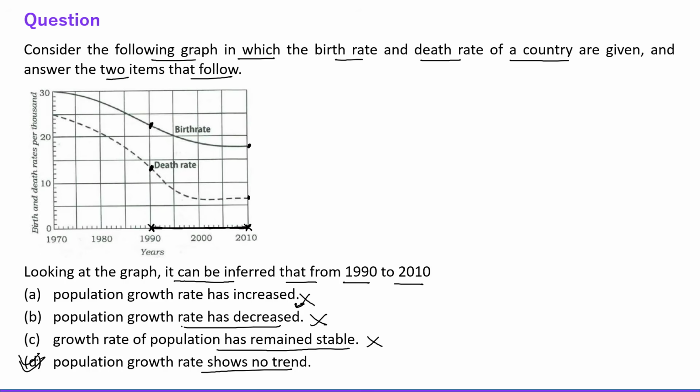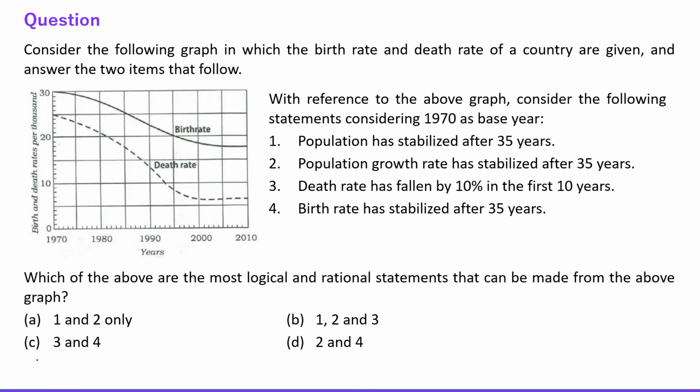Okay, now let's talk about the next question. Next question says, with reference to the above graph, consider the following statements considering 1970 as base year. 1970, okay, 1970 is here. This is the base year. Population has stabilized after 35 years. After 35 years is 2005. So 2005 is this.